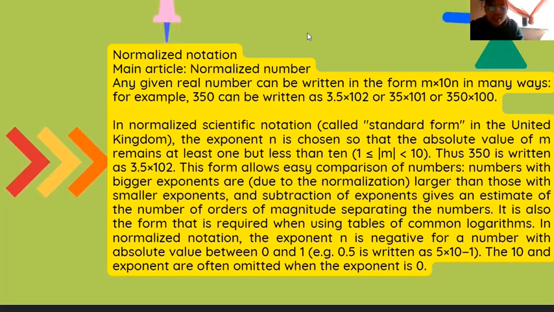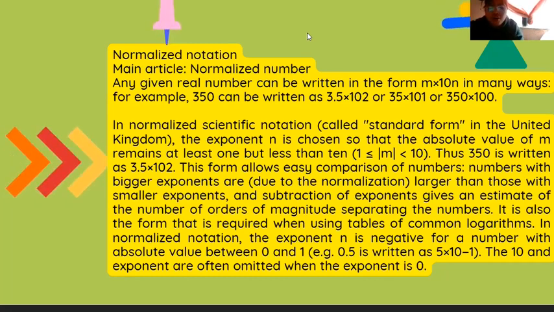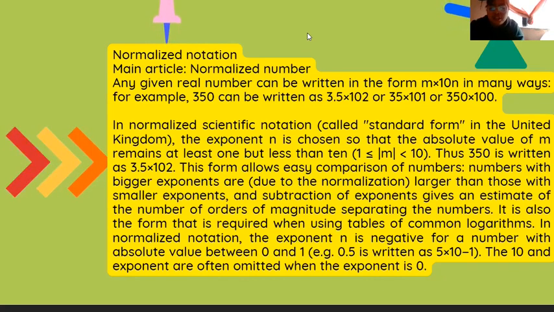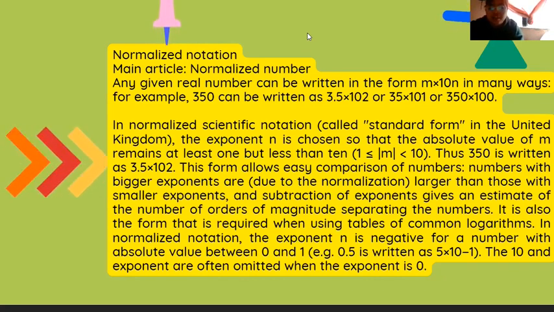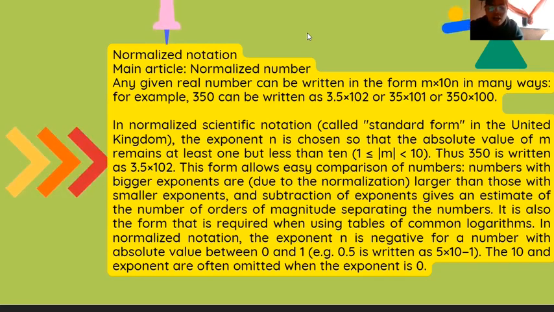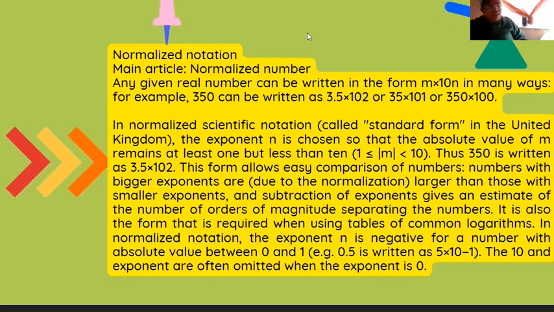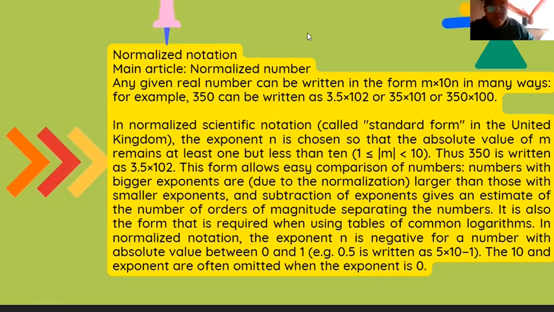In normalized notation, the exponent n is negative for a number with absolute value between 0 and 1. For example, 0.5 is written as 5 times 10 to the minus 1. The 10 and exponent are often omitted when the exponent is 0. When you say omitted, it is being discarded or removed.